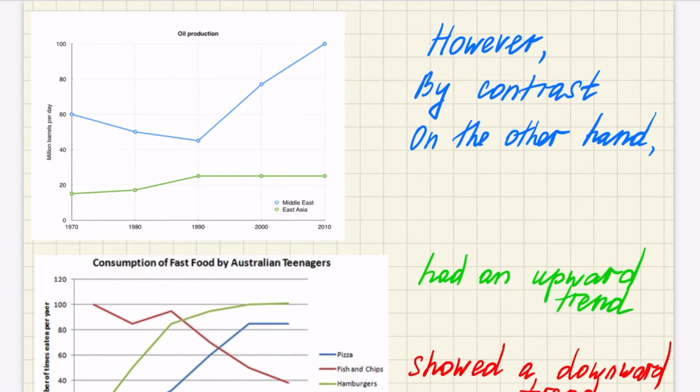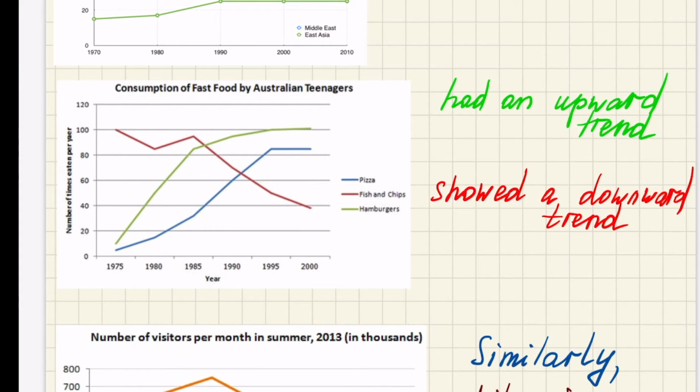So we'll go further, and when we are talking about trends, this is related only to trends. So we can say about this green line that it had an upward trend, and this red line showed a downward trend. So it changed from 100 to about, let's say, 35, and in case of this green line, it changed from 10 to 100. So it had an upward trend, and this red line, which is fish and chips, had a downward trend.